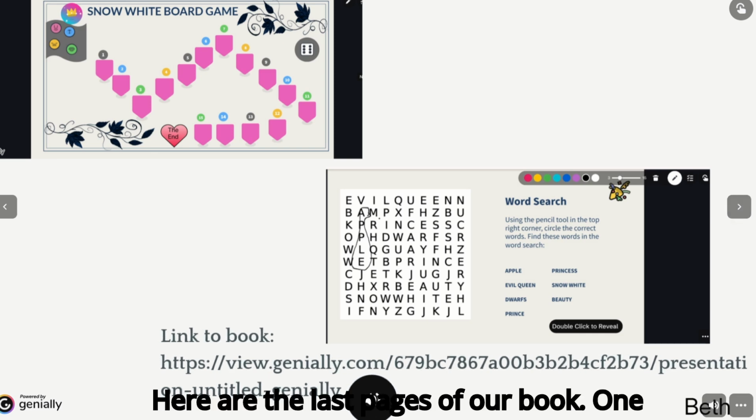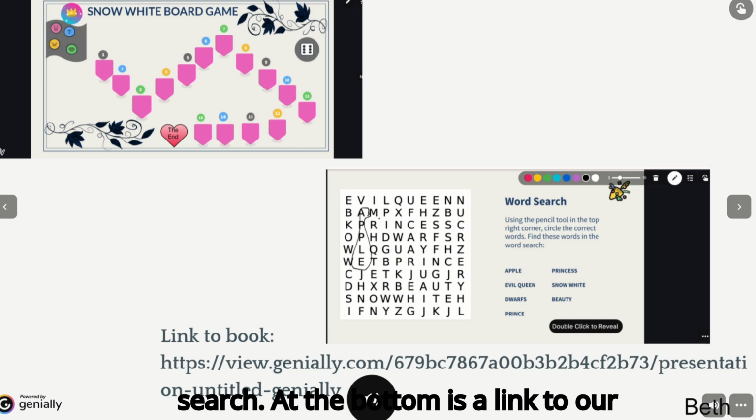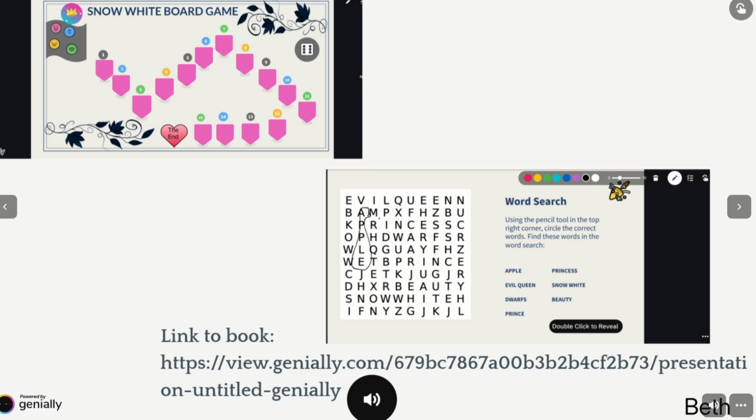Here are the last pages of our book. One is of the board game, which is a cumulative assessment of their knowledge in a fun and interactive way. The other is a word search. At the bottom is a link to our book if you would like to take a tour of your own.